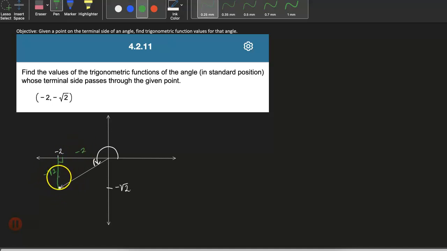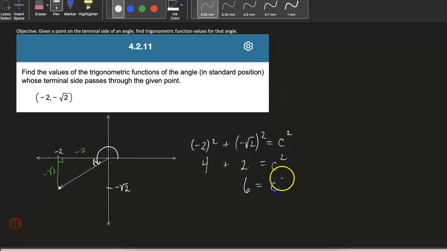What I can now do is use the Pythagorean theorem to get the length of the hypotenuse. So here we have that Pythagorean theorem with the leg lengths included, again, with the signs that we have. I'm going to square -2. That becomes +4. When I square the square root, those two operations will undo each other. So I end up with +2 equals c squared. So in other words, c squared is 6. Which means c, the hypotenuse, is the square root of 6.